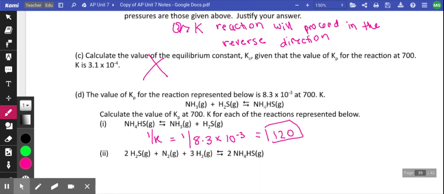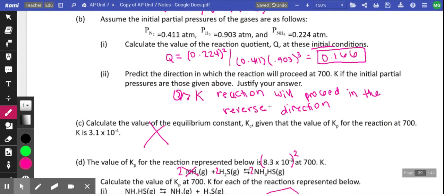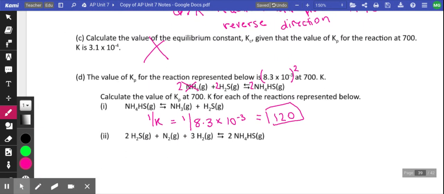This reaction here, I need NH4HS on my product side, but I need 2 of them. So I need to multiply this whole reaction by 2. And when I do that, this K value is raised to the power of 2. Then if I add these 2 equations together, well, my 2 NH3s from this reaction and the top reaction end up canceling. And if I look at what's left, well, it's exactly what I need for this reaction for part 2.